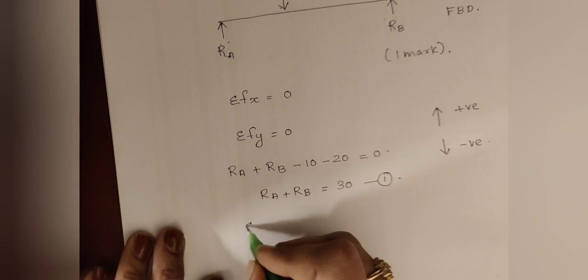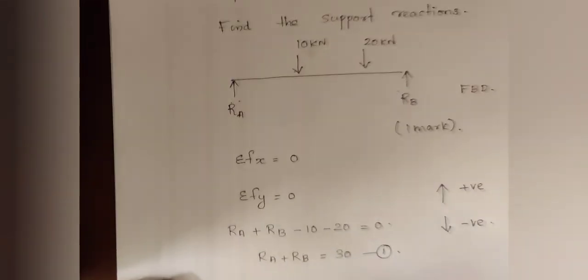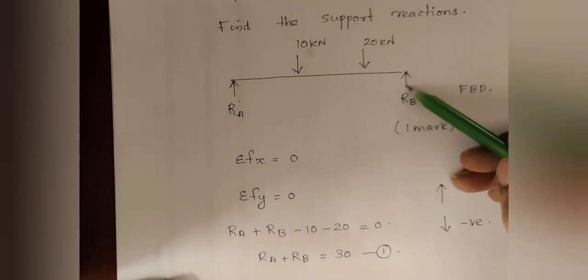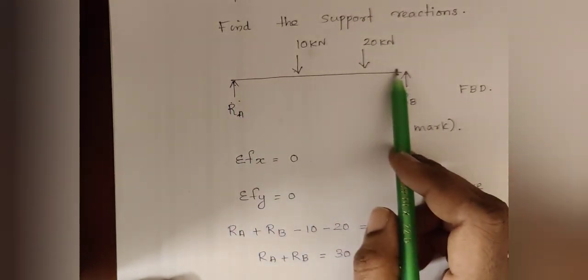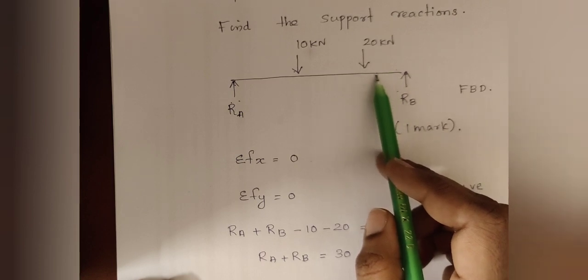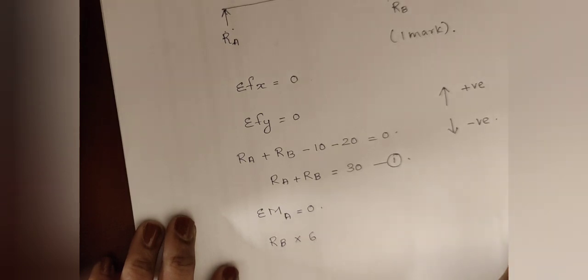So now the third equation is sigma moment about any point is equal to 0. We are taking moment about A, about this point. So first force is RB into this perpendicular distance. RB into perpendicular distance is 6. This is anti-clockwise moment, so RB into 6, that is anti-clockwise moment, that is positive.